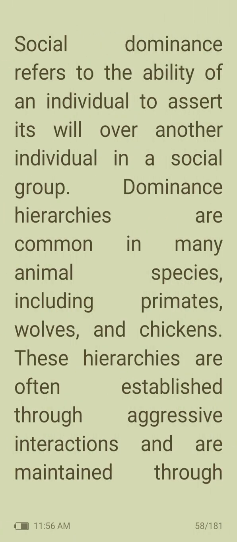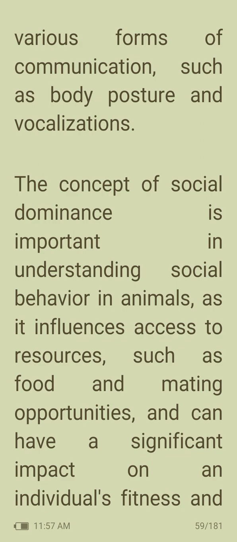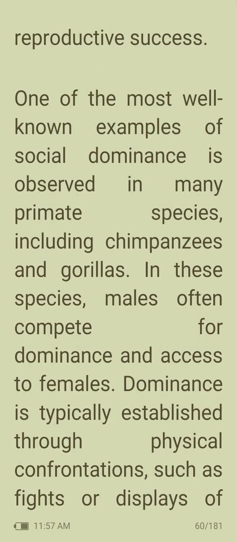Social dominance in detail. Social dominance refers to the ability of an individual to assert its will over another individual in a social group. Dominance hierarchies are common in many animal species, including primates, wolves, and chickens. These hierarchies are often established through aggressive interactions and are maintained through various forms of communication, such as body posture and vocalizations. The concept of social dominance is important in understanding social behavior in animals, as it influences access to resources such as food and mating opportunities, and can have a significant impact on the individual's fitness and reproductive success.